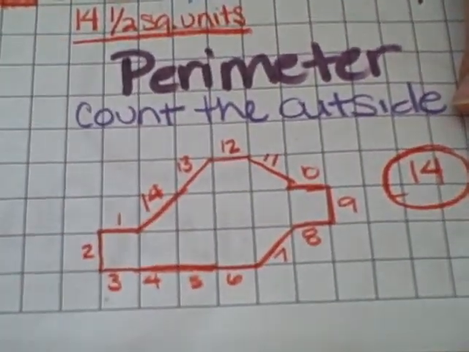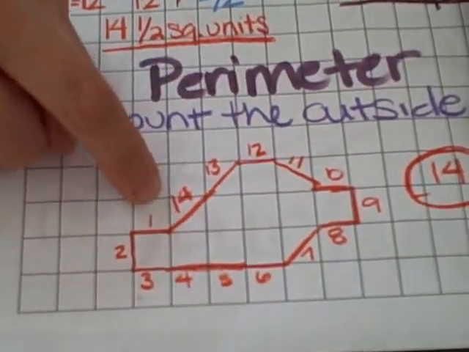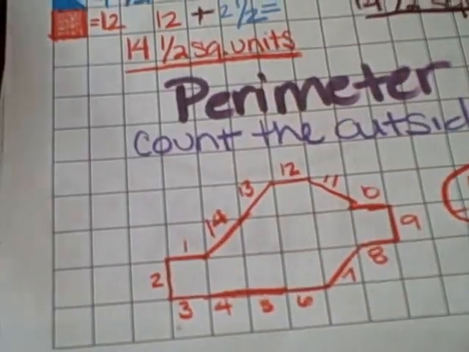Now perimeter, what I did was I just counted the outsides of this object. 1, 2, ... 14. So the perimeter of this is 14.